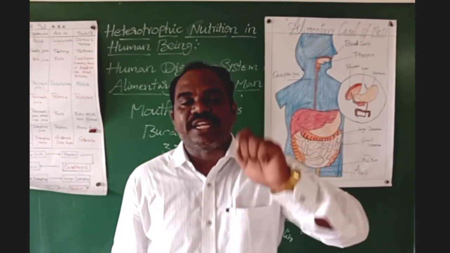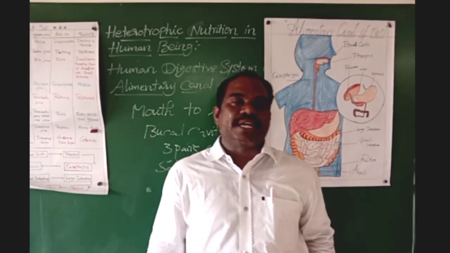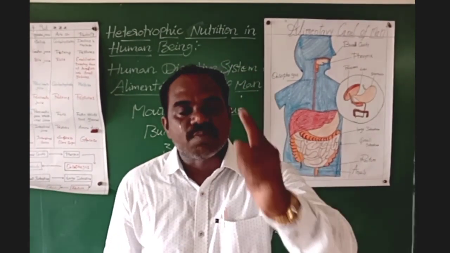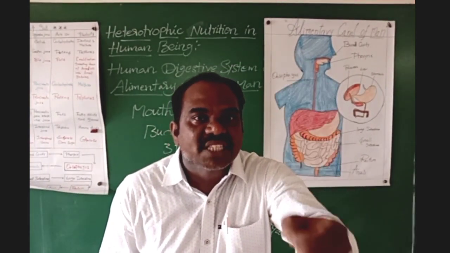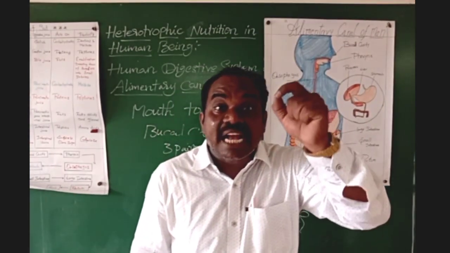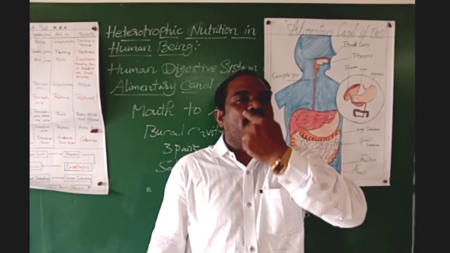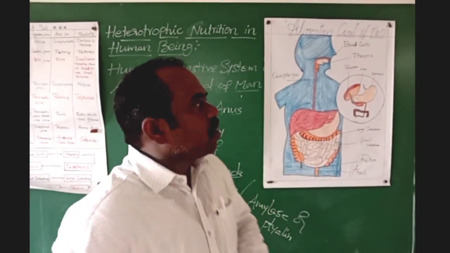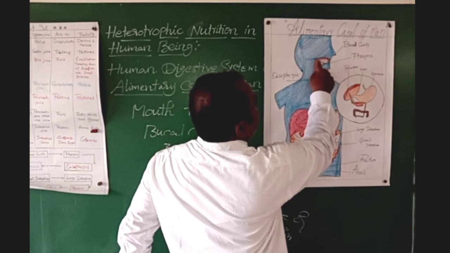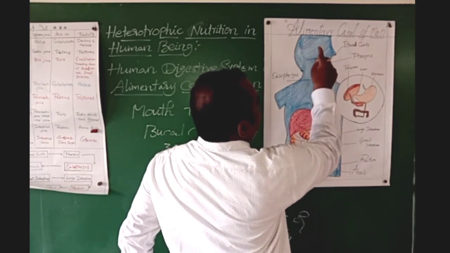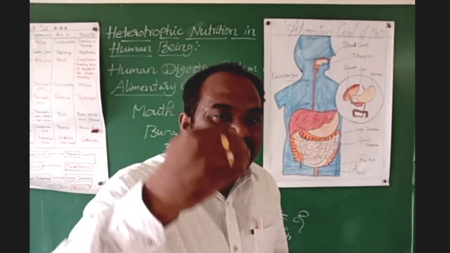Four types of teeth are present. The tongue is also present in our mouth cavity. The tongue contains taste buds. These taste buds help identify or recognize the taste of the food materials. This is the mouth cavity or buccal cavity. You can observe the diagram.